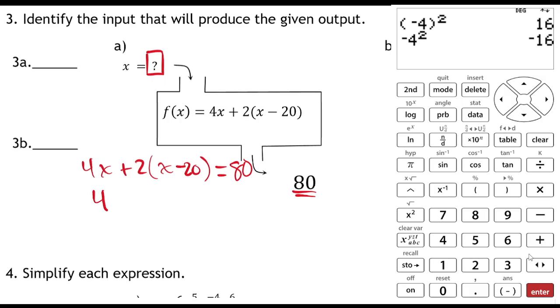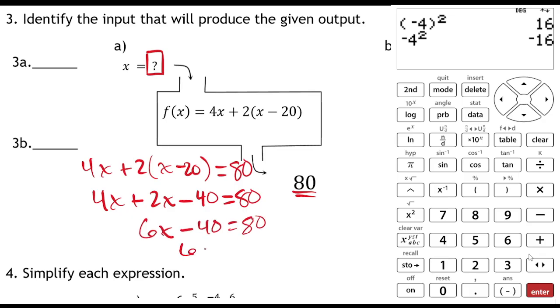So I've got here 4x plus 2x minus 40, and that equals the number 80. 4x and 2 more x's is 6x minus 40 is 80. Add 40 to both sides. 6 times x is 120. And if I divide both sides of that by 6, I believe I get 20. So x is the number 20.